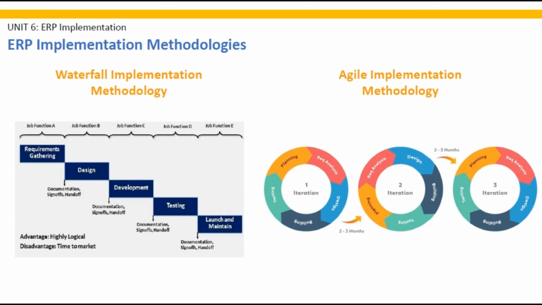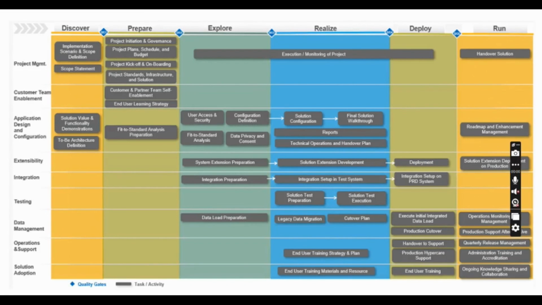There are other generic implementation methodologies like waterfall implementation and agile implementation. Agile implementation is being adopted by the Activate methodology in SAP's area. What we see on the screen are the different phases of the Activate methodology, which is the recent addition by SAP. It's been quite some time now that we are using it, and the phases are discover, prepare, explore, realize, deploy, and run. We're going to discuss this methodology in detail in the coming sessions.